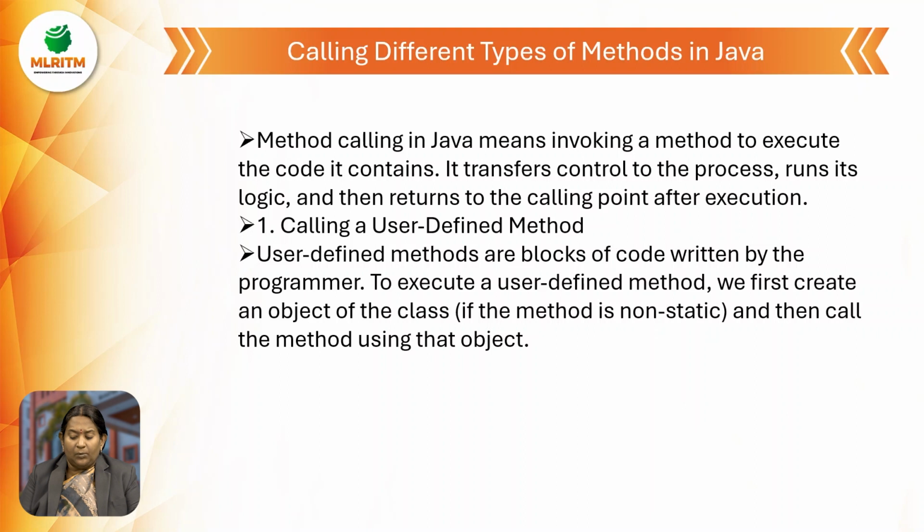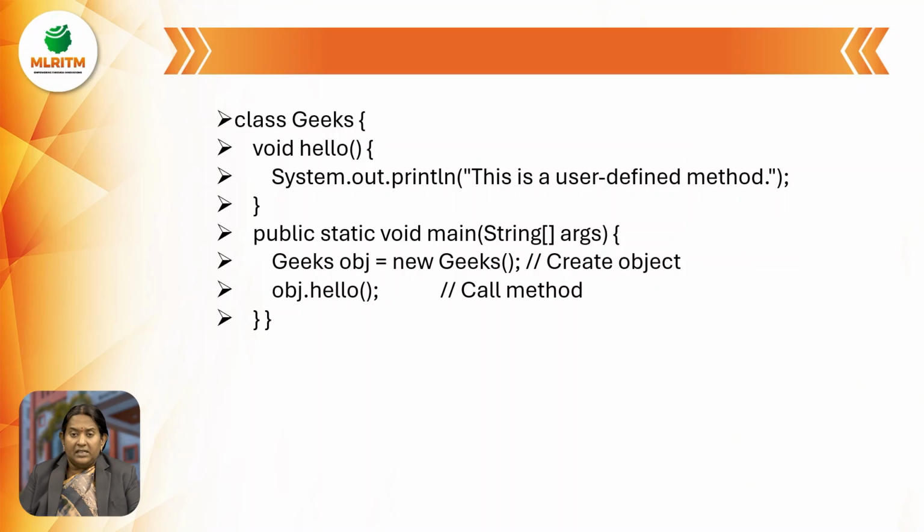Calling a user defined method. User defined methods are blocks of code written by the programmer. To execute a user defined method, we first create an object of the class and then call the method using that object. Let us consider this with the help of an example. Here we have declared a particular class, Geeks. Here void hello is the name of the method, which is a user defined method. In that we want to perform a task, that is printing a statement with System.out.println.